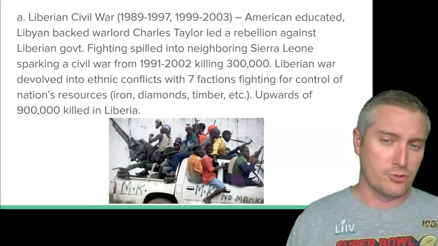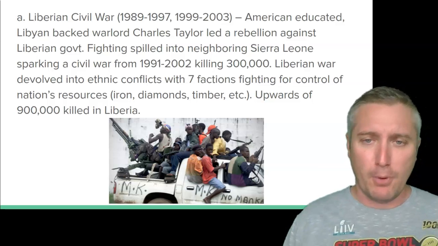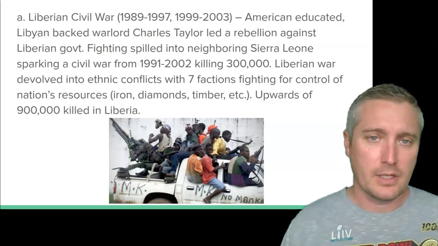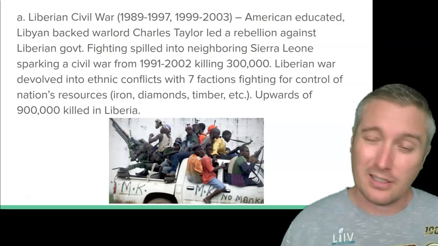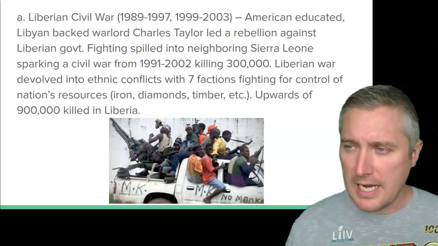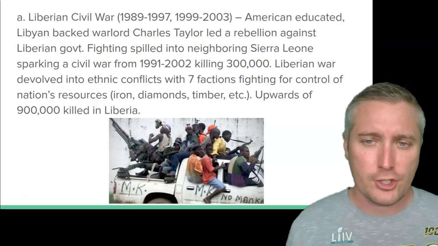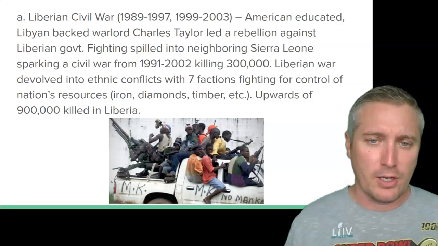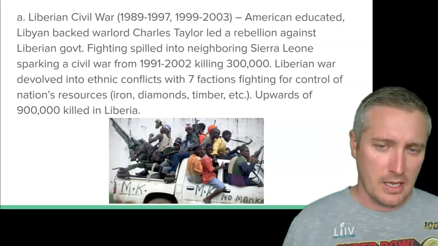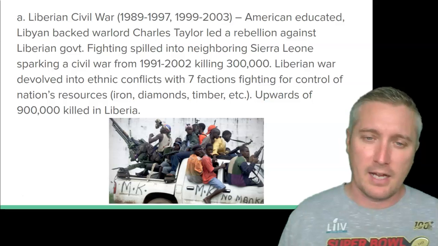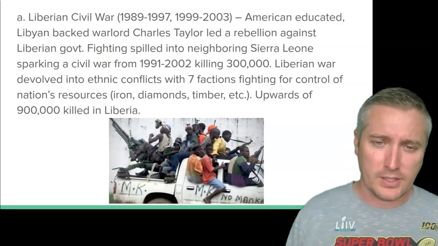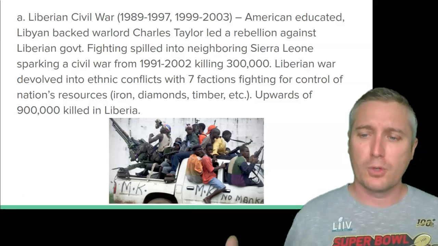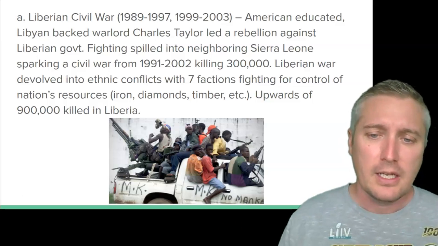ultimately killed 300,000 people. Now, part of that was because it was fueled by weapons, especially in this period. We had the Soviet Union collapse, which spilled a lot of weapons into the general population, and Charles Taylor was buying up weapons left and right. But Liberia would devolve into some ethnic conflicts, with different ethnic groups trying to vie for resources within Liberia. By the time the conflict came to an end in 2003, there were upwards of 1 million people that had been killed in that country.